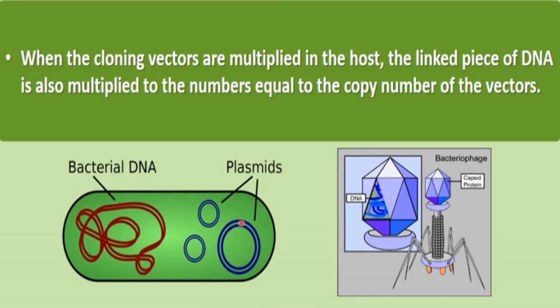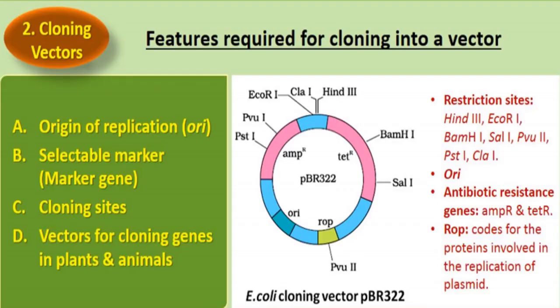So here you can see this is a bacterial cell and these are some plasmids present here, and this is a bacteriophage. So both of these can be used as cloning vectors. Now these are the features required for cloning into a vector. In a cloning vector, these features must be there. Only then can it transfer a piece of DNA successfully into a host cell and maintain it in that host cell. So the first thing is that an origin of replication must be there in the cloning vector.